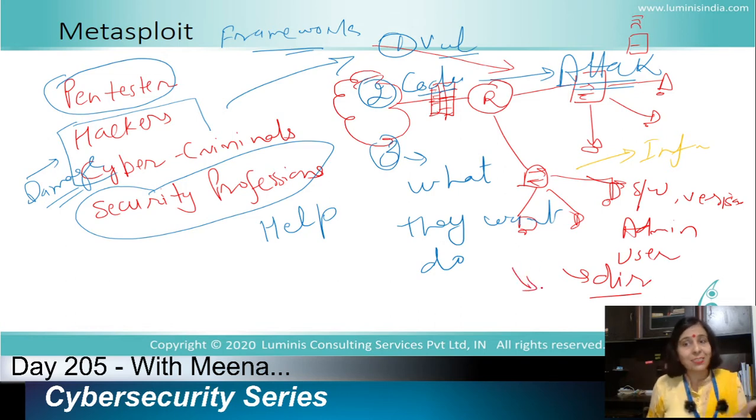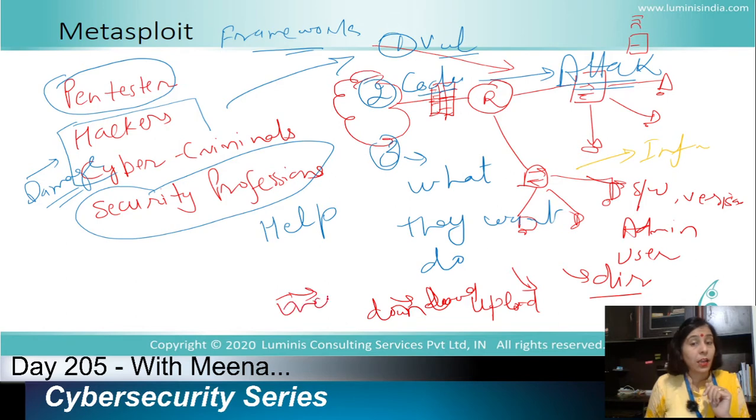Or what else they may want, they want to upload something, or download something on the target machine, or even they can encrypt the messages, they can encrypt the data over the system. So they can do lots of things, and Metasploit provides a complete framework. With the help of those things, we can do all these types of tasks.